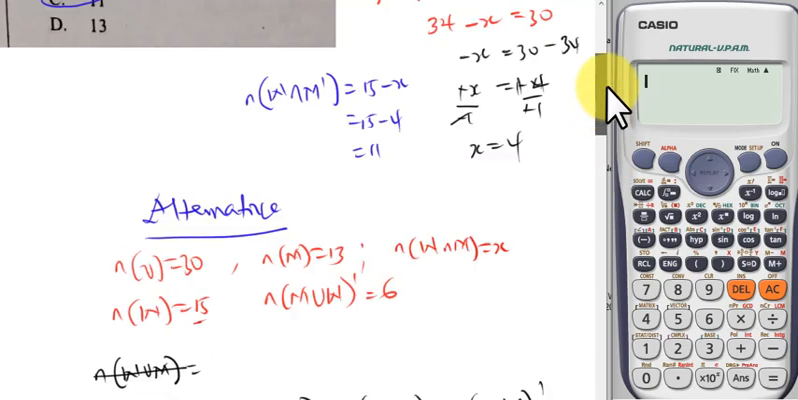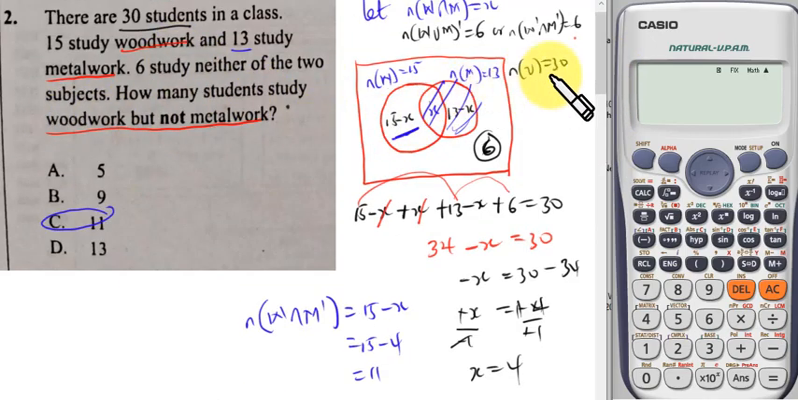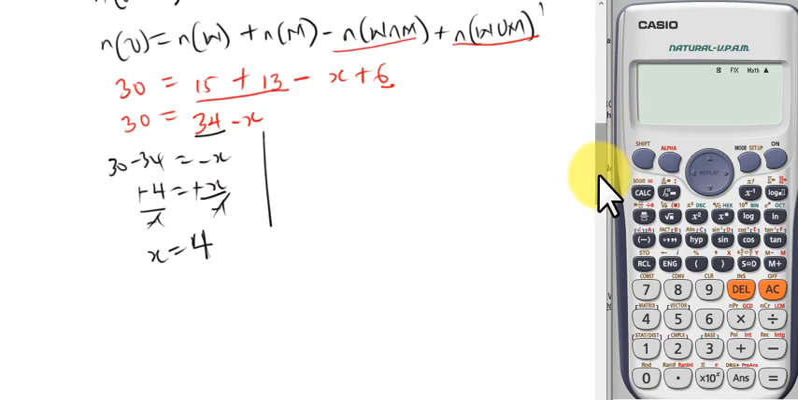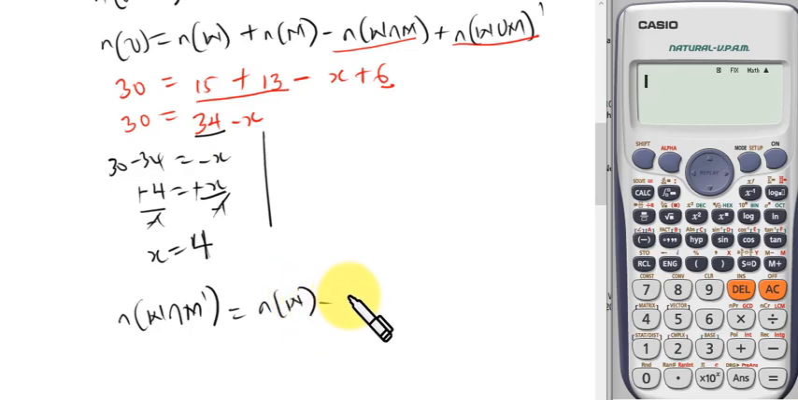All right, so the question says, how many students study woodwork but not metalwork? So woodwork but not metalwork. That is what the question wants. The question wants us to find the number of students who study woodwork intersection metalwork complement. So that's going to be the number of students in woodwork minus the number of students in woodwork intersection metalwork. So that is going to be our equation.